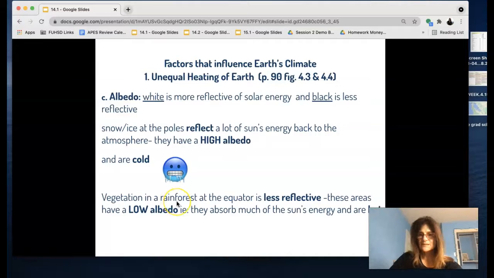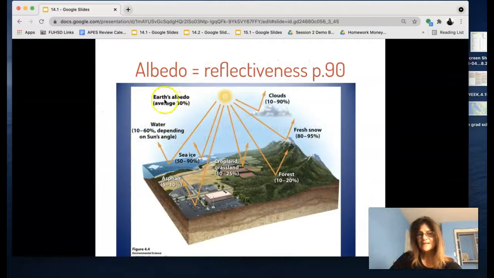Contrast that with places like a tropical rainforest that have a lot of trees and green vegetation. They are going to be less reflective. We say they have a low albedo, and they're going to absorb most of the sun's energy and therefore experience hot temperatures. Our planet has an average albedo of about 30%, but again, at the extremes, like fresh snow, you're going to see high albedo versus a forest, which is dark in color, where you will have a low albedo.